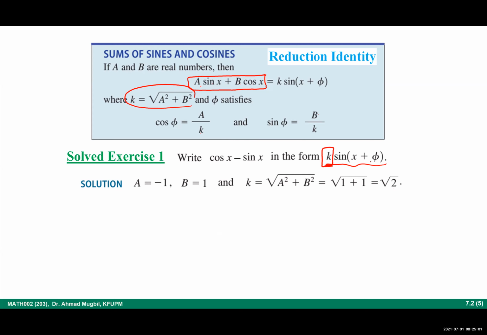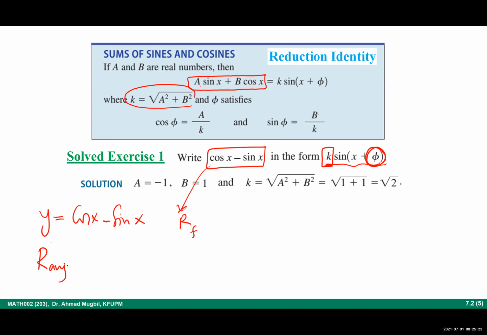This is good. Now what do I need more? Phi, this angle. So to find phi, by the way, let me make it clear: if I ask about the range, what is the range of this function? If y equals cosine x minus sine x, my question will be about the range. What is the range? With this form, I cannot decide what the range is. But now I know that this will be equal to K sine, and the angle here is x plus some angle phi. I need to now find what it is.